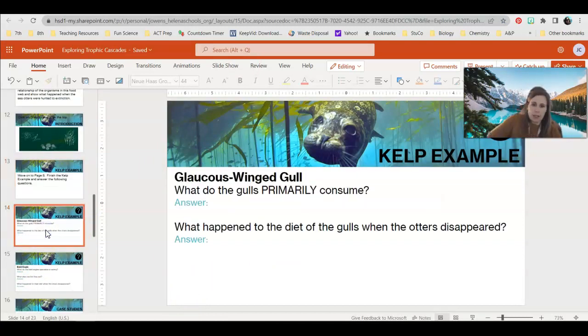So first thing you're going to look at is the glaucous-winged gull. What do the gulls primarily consume? So what's their main source of food? And then what happened to their diet with the gulls when the otter disappeared? So they had a specific diet that you guys just told me about. What did they have to eat after that? What happened to their diet when the otters disappeared?